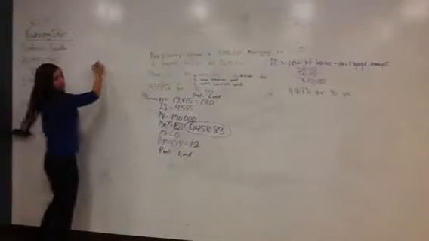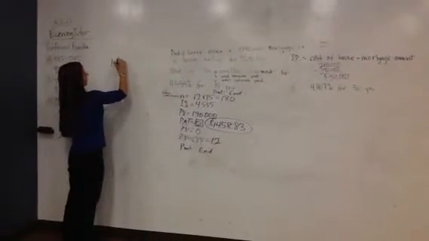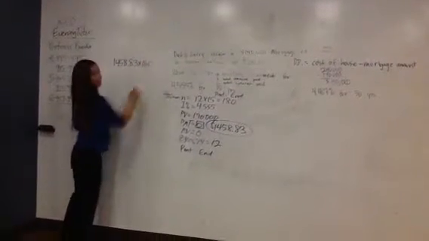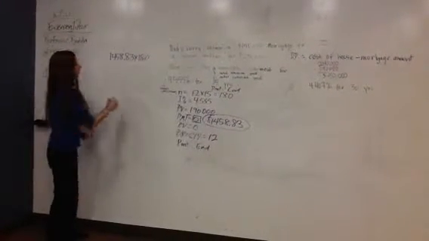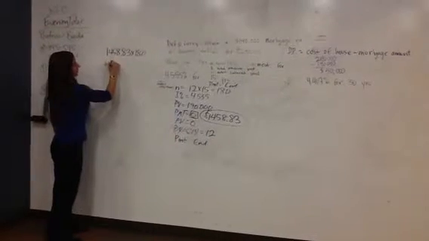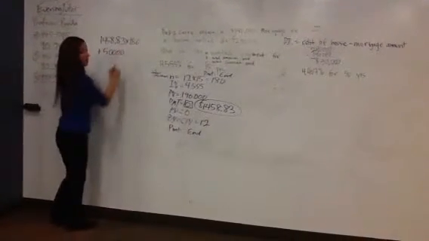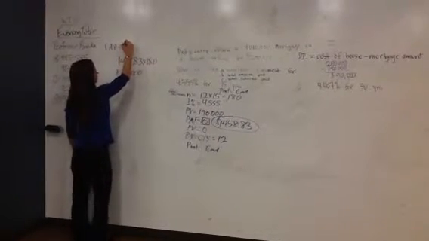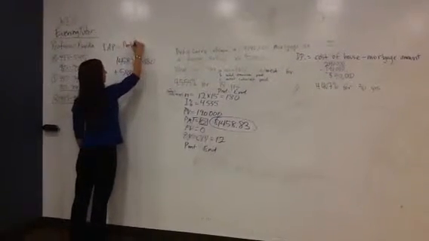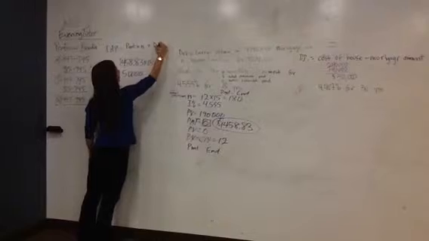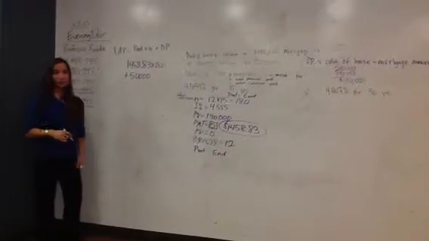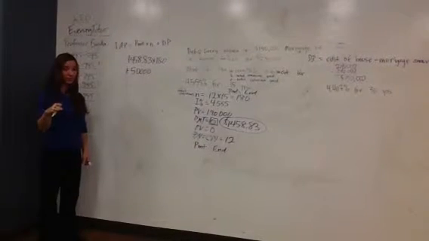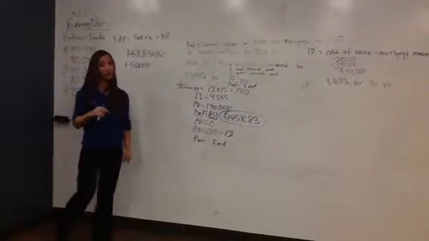So if they're, can you still see this? Yep. If they're paying $1,458.83, 180 times, plus the $50,000 they put down, this will give us our total amount paid, which is payment times N plus down payment.